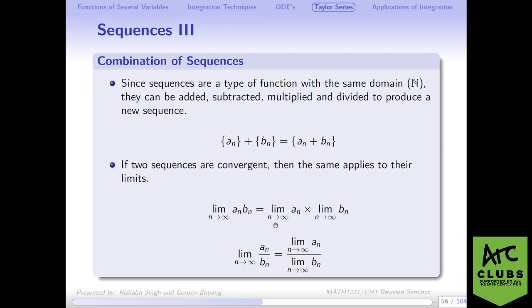Sequences can be combined by adding or subtracting them. That just means we add or subtract the individual terms. And if two sequences are convergent, then we can do the same with the limits.